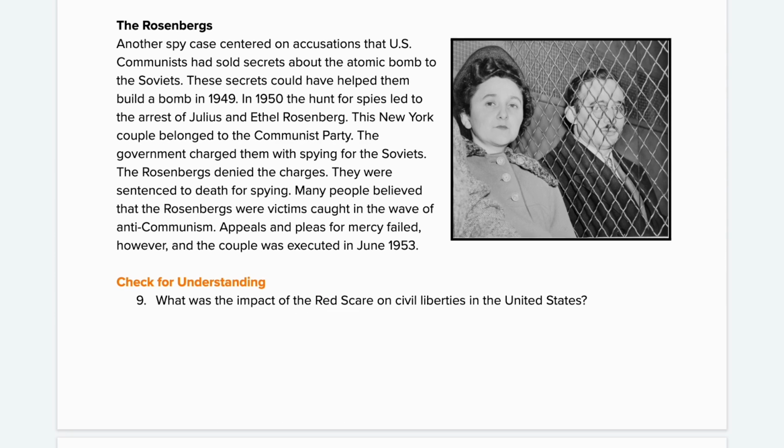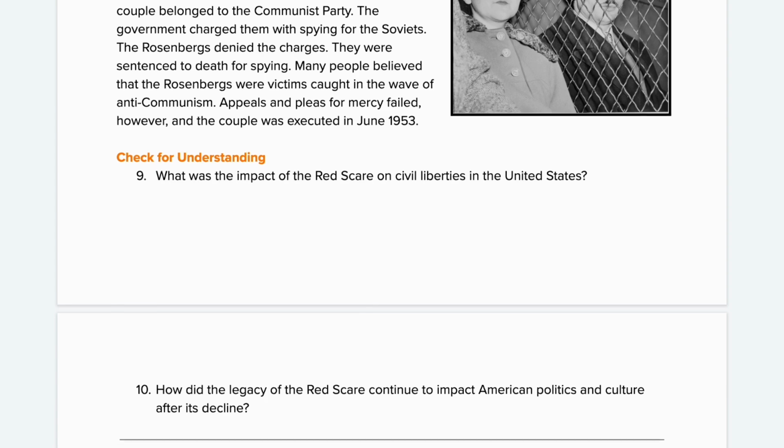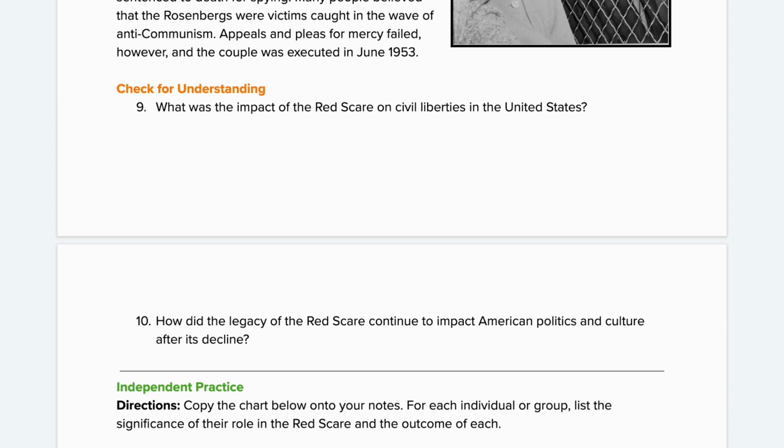Check for understanding. 9. What was the impact of the Red Scare on civil liberties in the United States? 10. How did the legacy of the Red Scare continue to impact American politics and culture after its decline?